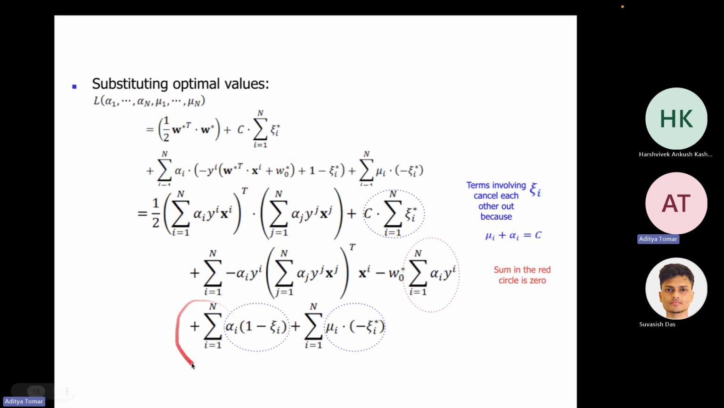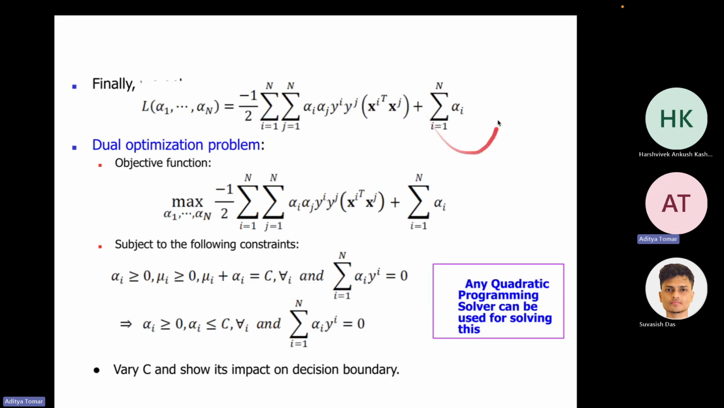And the only remaining term is the summation of alpha i, right? That's what we have got. Other things are nullified to 0. Now the dual optimization problem is that you have to just maximize the function we got over the Lagrangian parameters.